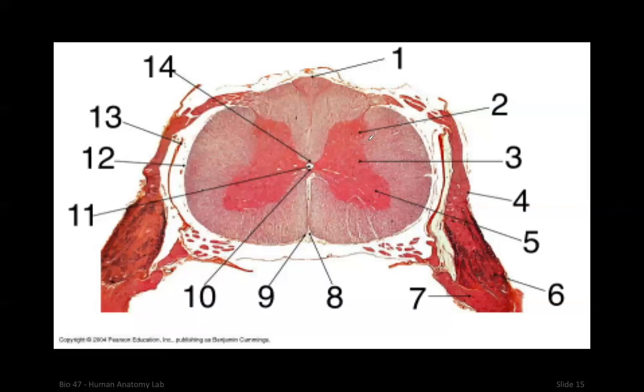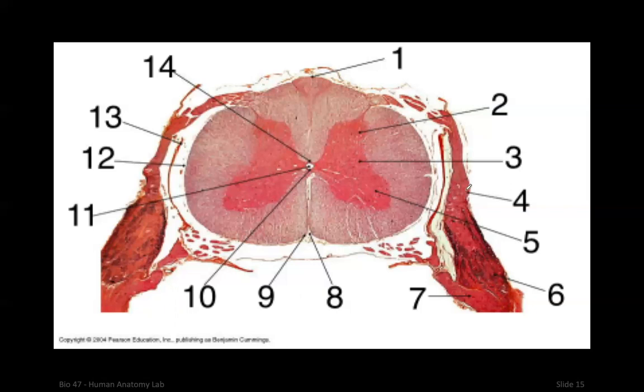Number two, you know you're on the dorsal side and you're looking at gray matter, so it's going to be a horn. This is the dorsal horn right here. That's going to be cell bodies of sensory neurons. Number three is the lateral horn. You're only going to see a lateral horn in the thoracic region where you have your sympathetic nervous system.